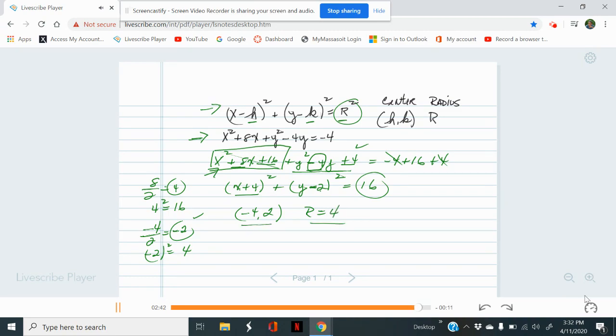There's your radius. An example of why you would necessarily have to do this, completing the square to find the center of a circle. You couldn't use anything else. You would have to make use of this technique.